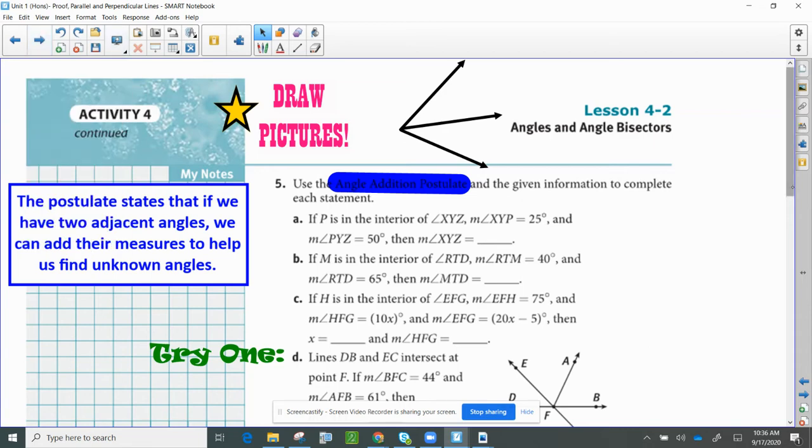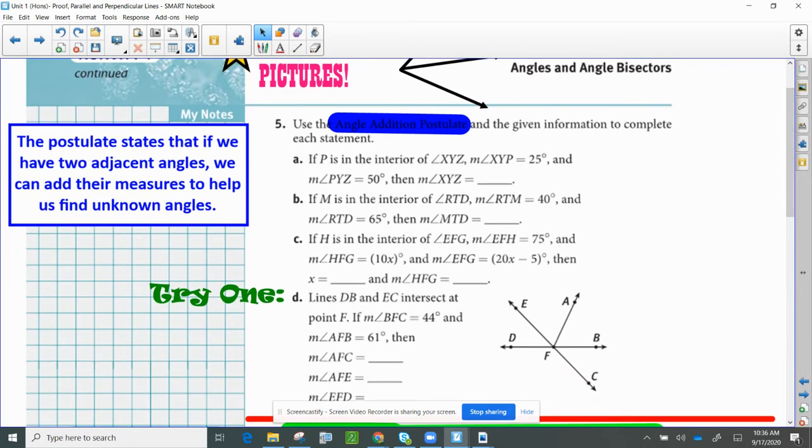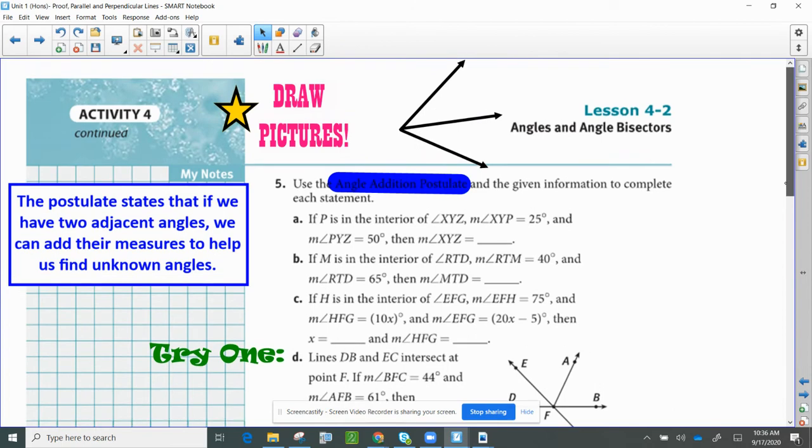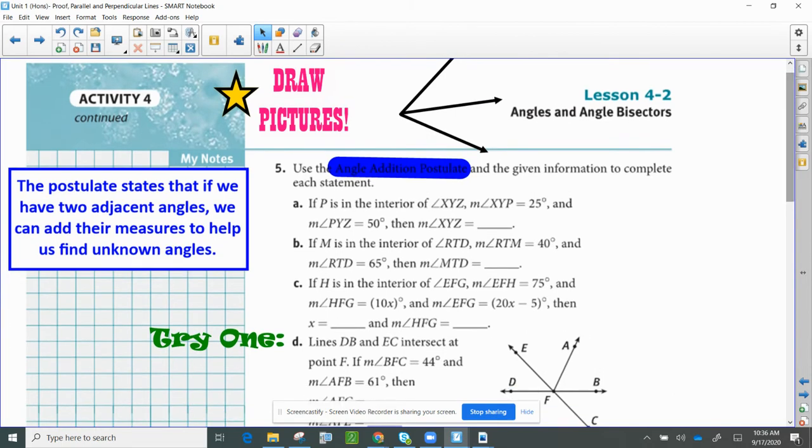The angle addition postulate just states that if we have two adjacent angles, meaning angles that share a common vertex, we can add their measurements to help find an unknown angle. So if we have two little angles, we can add those together to find the measure of the big angle. I'm going to reiterate one more time: make sure you are drawing pictures with every example we do. It'll make your life a lot easier and make these problems a lot easier to understand.